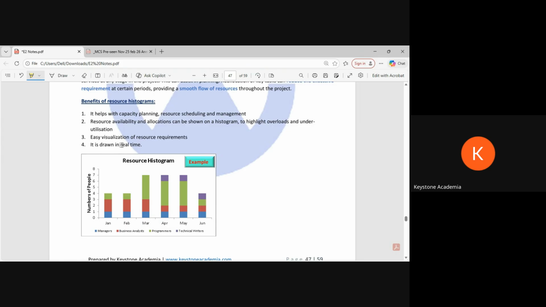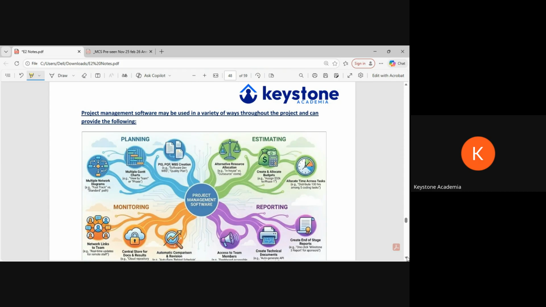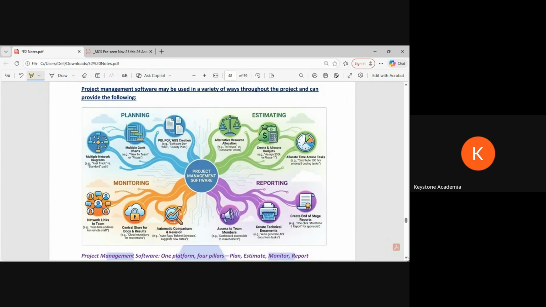So real time, that is very important. Communication, when we say, if it is outdated or very late, then it can be a problem. If you have a system which gives real time information, it can make a lot of difference. Project management software may be used in a variety of ways throughout the project and can provide the following benefits: planning, estimating, monitoring, reporting. Reporting is very important.